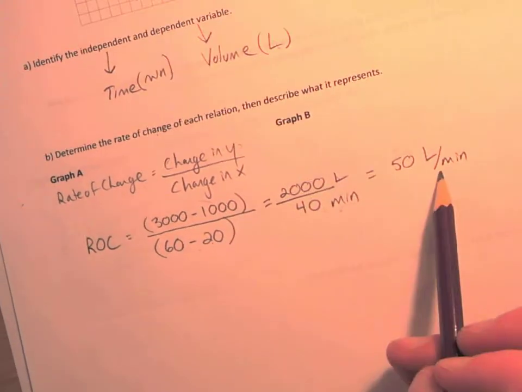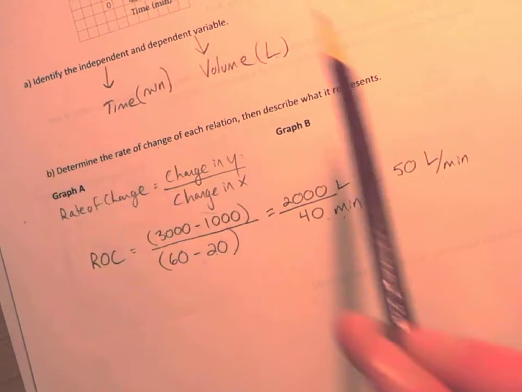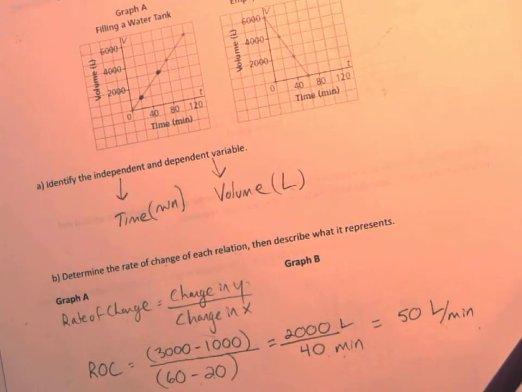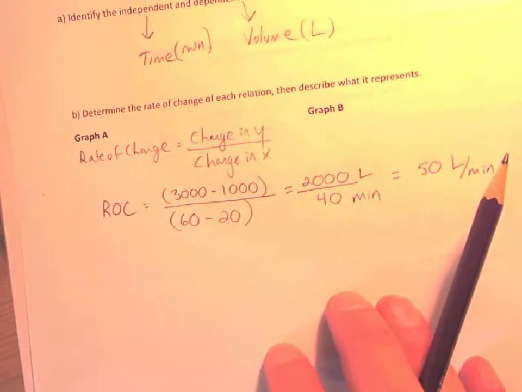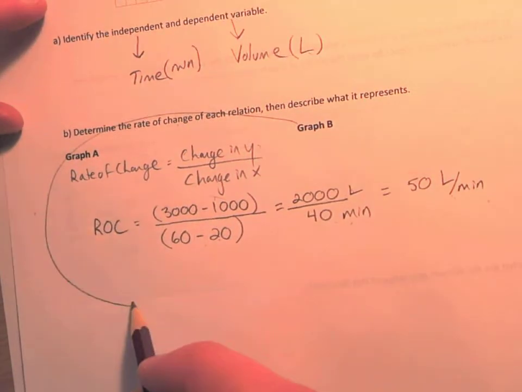So what that means is it's increasing at a constant rate of 50 liters every minute. Okay? And you'll find that it's really important down the road. It's finding that rate of change: change in y over change in x. Now let's do graph B.